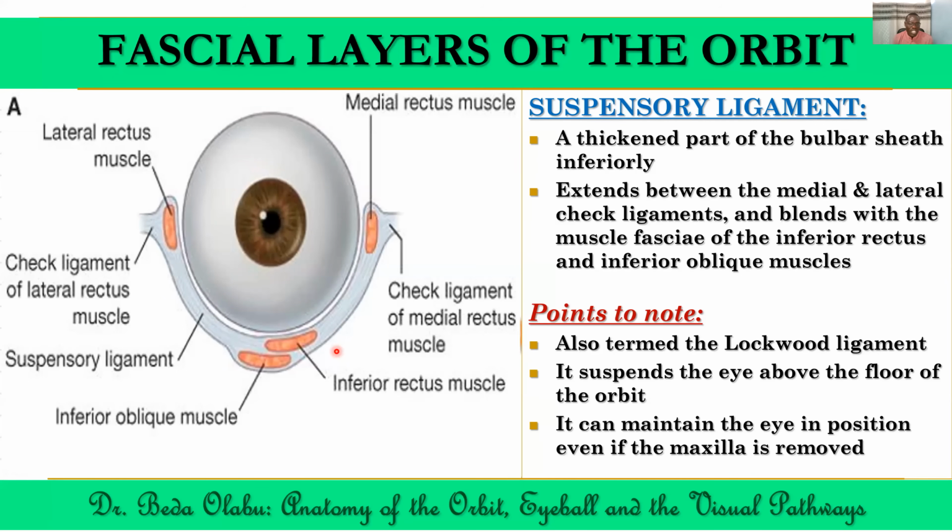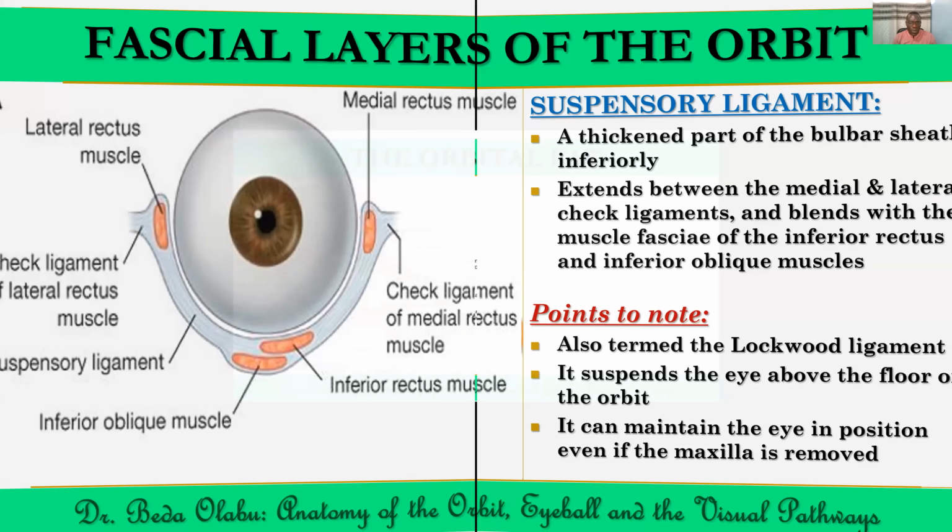And actually, that's why it's called the suspensory ligament. So the globe doesn't have to make physical contact with the floor of the orbit, actually. That's why we're saying that it's suspended above. It's also called the ligament of Lockwood, as I'd mentioned perhaps earlier. So that summarizes the most important ligaments, or rather fascial systems, of the orbit.